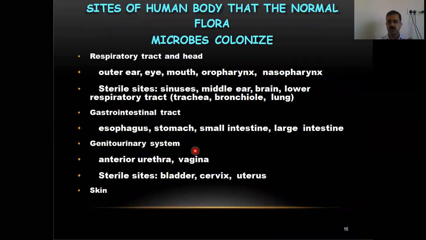Now, sites of normal flora: respiratory tract and head, outer ear, eye, mouth, oropharynx, nasopharynx. What are the sterile sites? Sinus, the middle of the ear, brain, lower respiratory tract, trachea, bronchi. These are sterile sites where there will be no infection at all. Specifically, only some specific bacteria can reside inside the gastrointestinal tract, esophagus, stomach, small intestine, large intestine, genitourinary tract, anterior urethra, vagina, bladder, cervix, uterus, and skin.